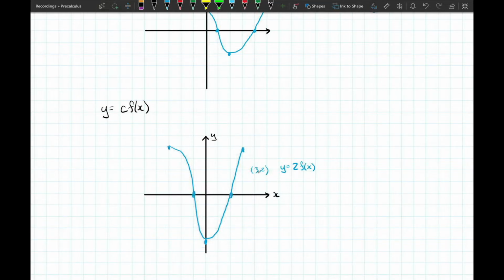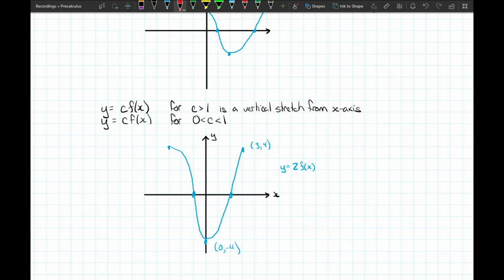And now, instead of the point 3, 2, we now have the point 3, 4. And instead of our original coordinate that was at 0, -2, we have a coordinate here at 0, -4. So that is taking a positive constant. This was a constant that was larger than 1. What happens if we were to maybe multiply by a small constant between 0 and 1? Well, that would have the opposite effect. Let's see for a value between 0 and 1.